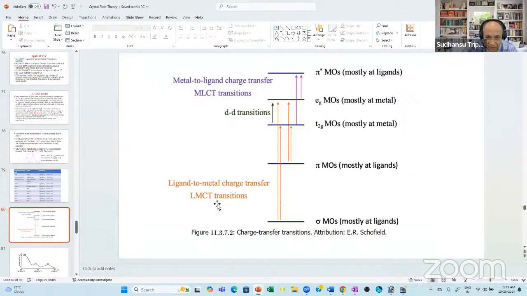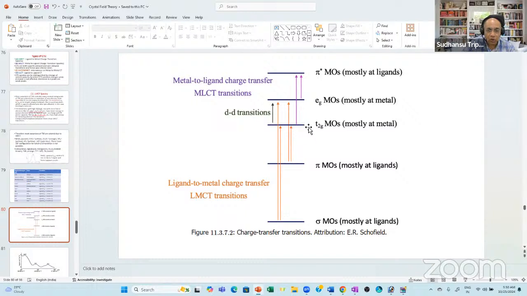If it is LMCT, you find an electron from the ligands will be transited to either eg or t2g, usually sigma, in some cases pi. In many cases pi, particularly pi donor ligands like chlorido, bromido, iodido, it goes from the pi. They are pi donor ligands, so they require less energy for the promotion to eg or t2g. But the other way around is MLCT that we shall study.